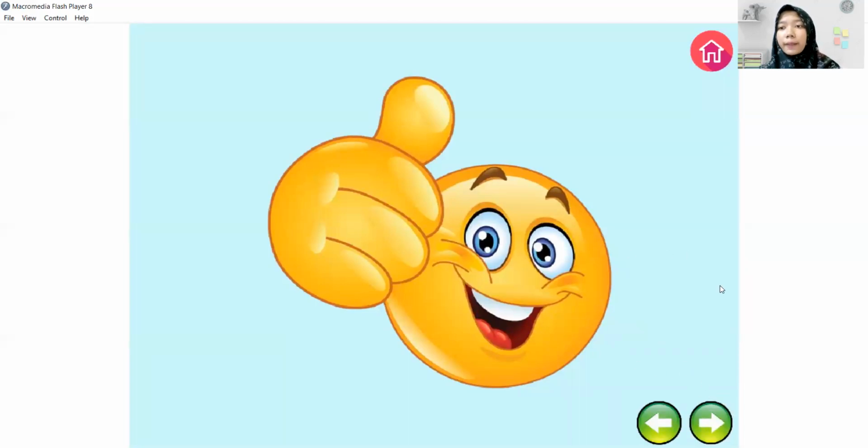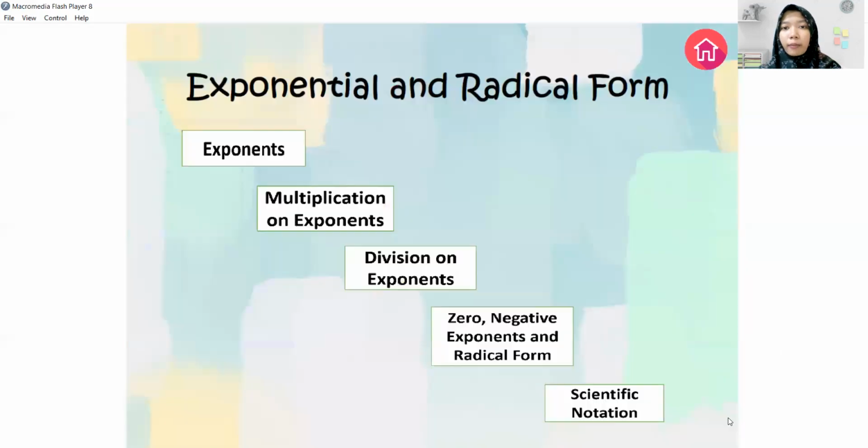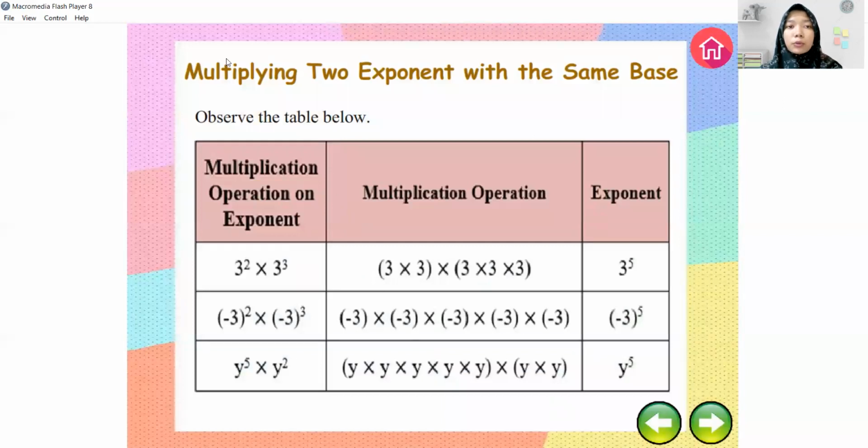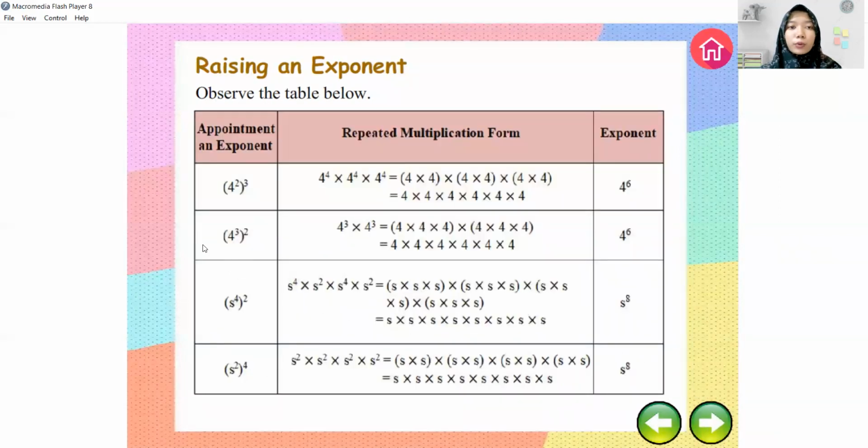Then students can go to the next material about multiplication on exponent. Multiplying two exponents with the same base. I ask students to observe the table. There are multiplication operation on exponent, multiplication operation, and exponent. This is the form in the table. Students must observe this table and next view, raising an exponent.